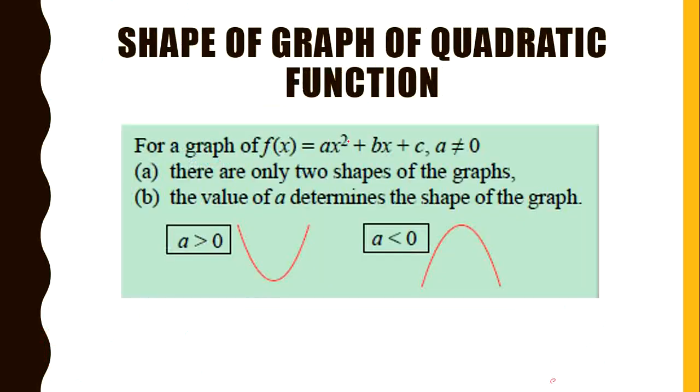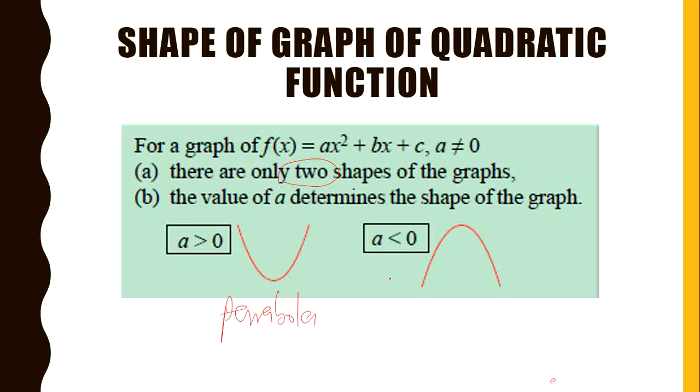Okay. Next, shape of graph of quadratic function. So, dia kata kat sini for a graph of quadratic function, f(x) equals ax squared plus bx plus c, where a cannot be 0. There are only two shapes of the graph. Dia ada dua je quadratic function ni. Tak ada pelik-pelik. Ada dua je. Satu senyum. Dia panggil parabola. Nama shape ni parabola. Parabola. Nak suruh you all ingat lah.